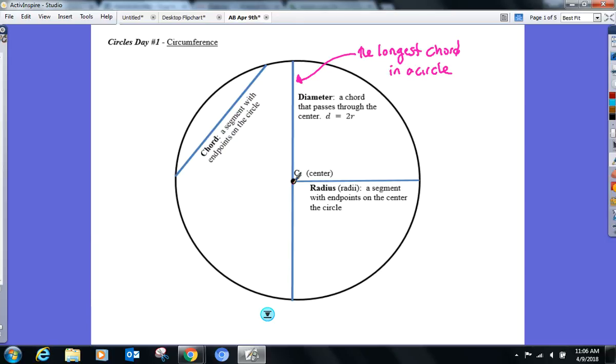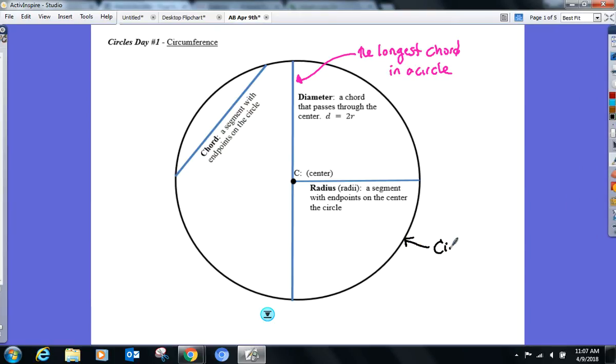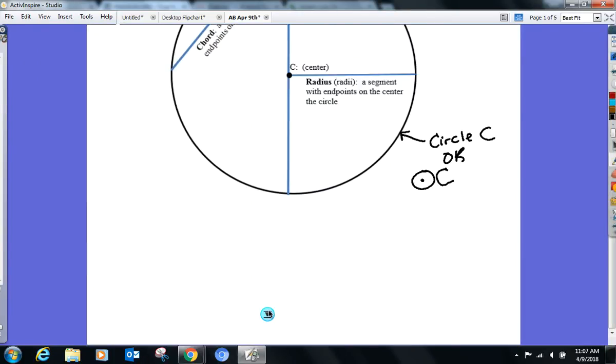Next thing I'm going to talk about, how do you name a circle? Like you name a triangle with the 3 vertices. You name a square with the 4 vertices. How do I name a circle? By its center point. So this circle here, I would call circle C. And that tells me C is the center. Or, and I'll allow you to do this, you'll see this from time to time, the symbol for circle is a circle with a center in there. So that could also be circle C. And if you want to jot it down, you name a circle by its center.